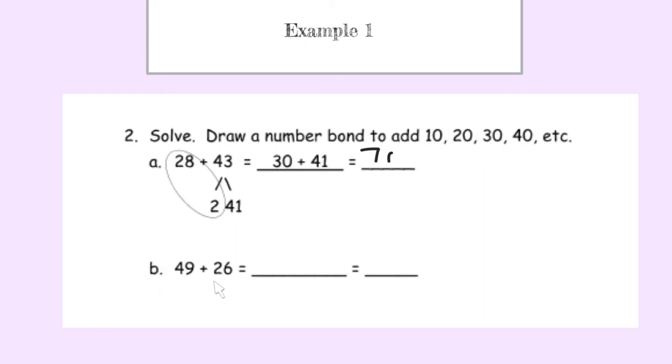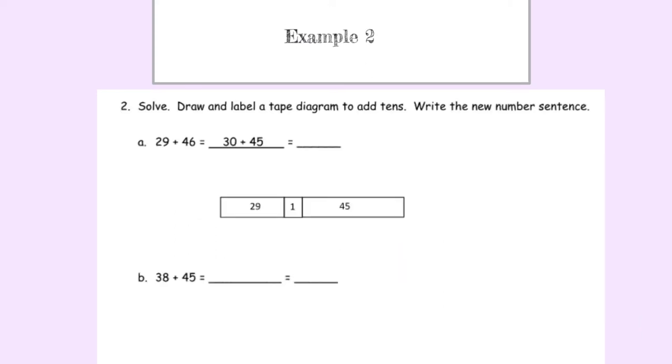Now let's take a look at example B. We see 49 plus 26 is equal to, which is equal to. We're going to choose to decompose our 26 because 49 is closer to a nicer number, 50. We know that 26 is equal to 25 plus 1, and we're going to take this 1 and we're going to add it to our 49. That's going to give us 50 plus 25. We know that 5 plus 2 is equal to 7, and then we're going to use that leftover 5 to make 75.